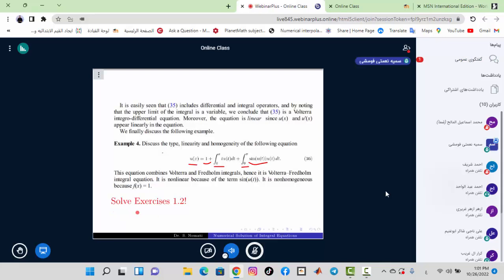And please solve exercise part 1.2 of the book. If you paid attention to the web page, you could see the main reference. Did you see it?